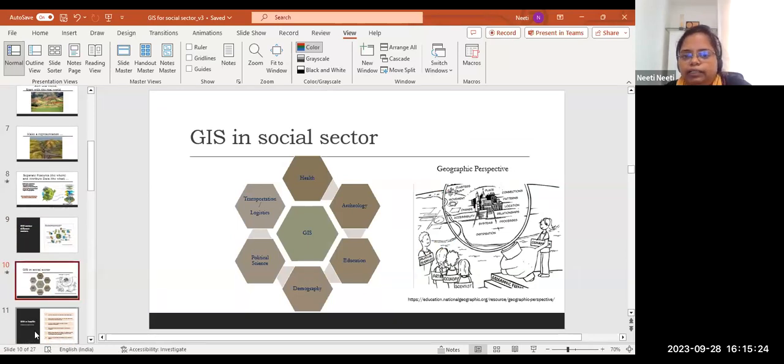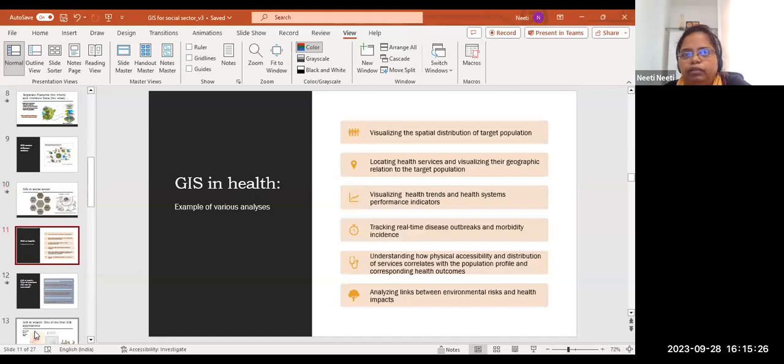Now, when we talk about health, one of the fundamental ways one can use GIS is for visualization. That means, where are our target populations? So, the spatial distribution of that. It could be the elderly population. Where are the locations of the elderly population? Or many other attributes we can consider. Then locating health services and their geographical relationship with the target population. Where are the hospitals? Whether it is a primary healthcare service or a multi-speciality hospital, where are the different health services and how are they related in terms of distance to the target population.